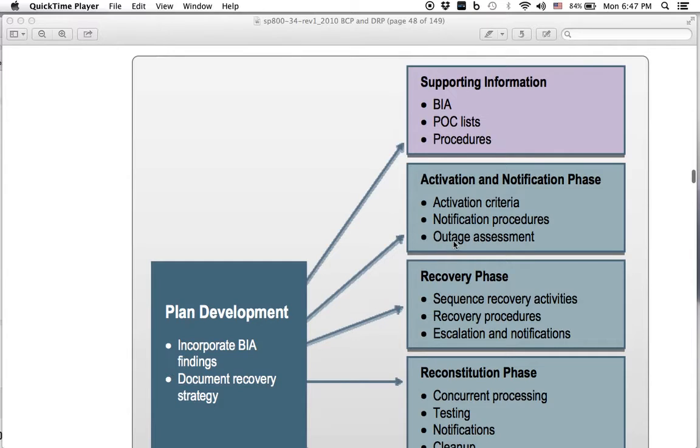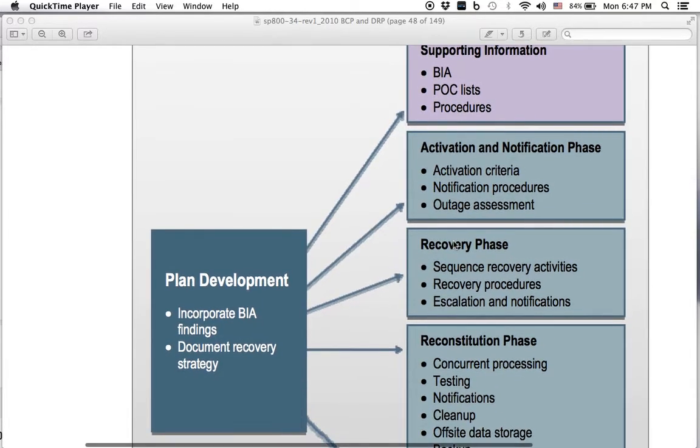The next is outage assessment. Outage assessment is just a temporary assessment result for the outage or the crisis event, whether we can manage or do something as a solution for the period of time incurred for the critical functions described in the document recovery strategy plan.